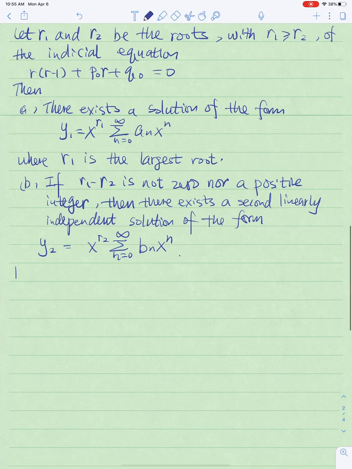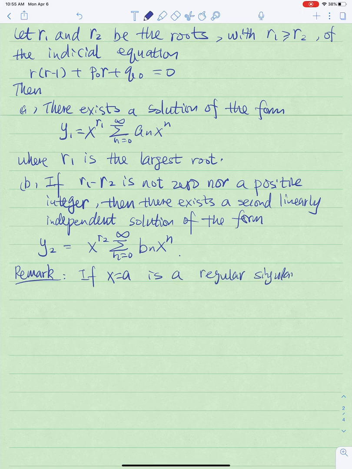Now, I want to make one remark about the regular singular point being at 0. There's nothing special about it. So if x equals a is a regular singular point, then we can translate it to 0 by making the change of variables t equal to x minus a. Then it becomes the same problem that this theorem talks about. So we can still apply this result to problems where the regular singular point is not at 0.